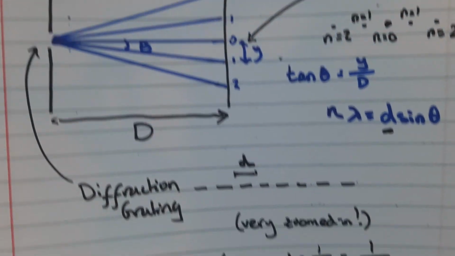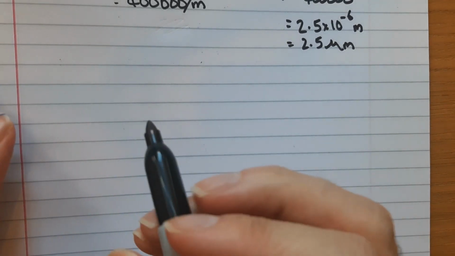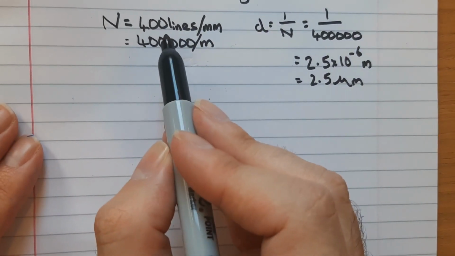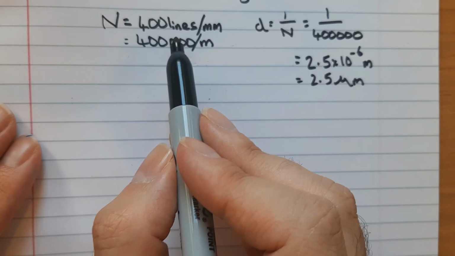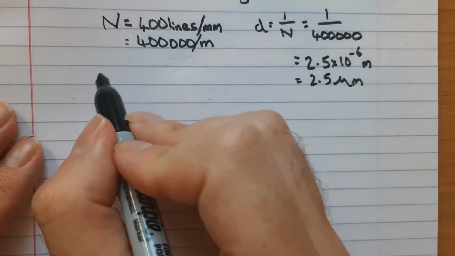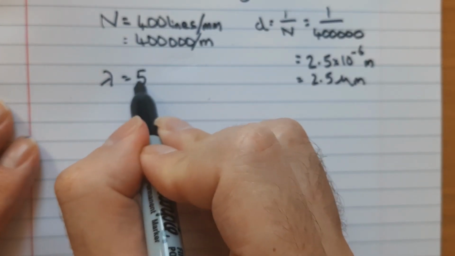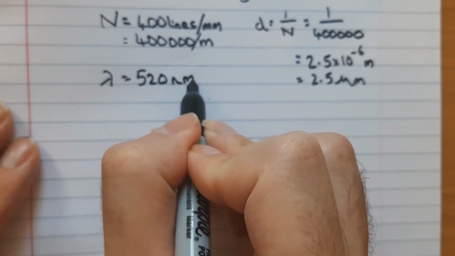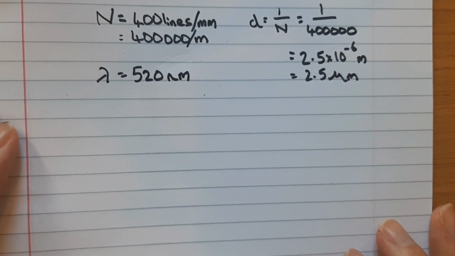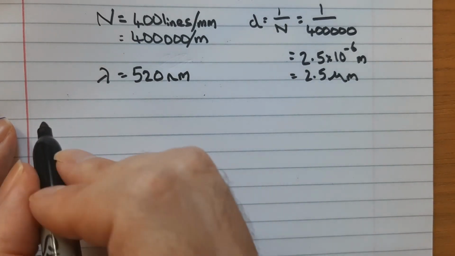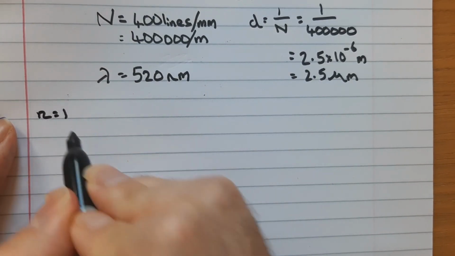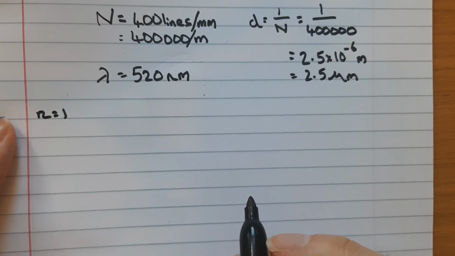So firstly, I'm going to give you some information and we're going to find the angles of the different order numbers. So the information I'm going to give is as follows. We're going to have N being 400 lines per millimeter, so that's our diffraction grating. And we're going to have light of wavelength 520 nanometers shone through that diffraction grating. And we're going to find the angle of each order number. So we'll start by finding the angle of order number 1. So we'll rearrange the formula.